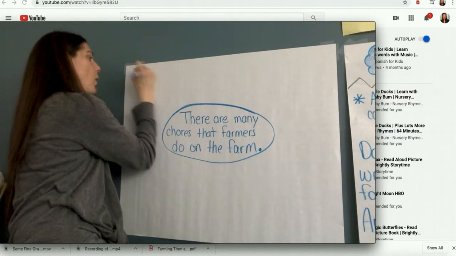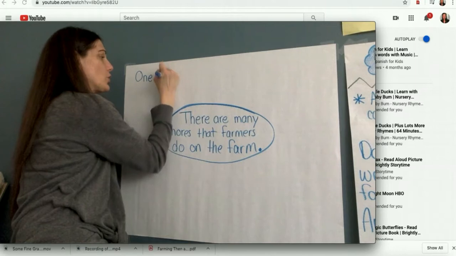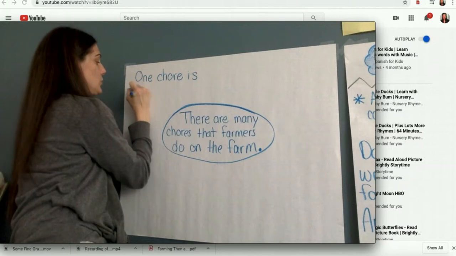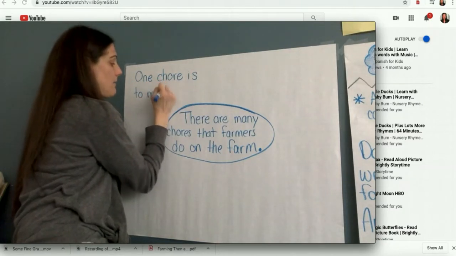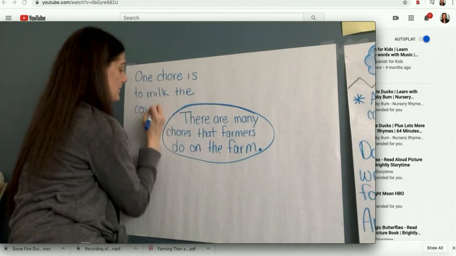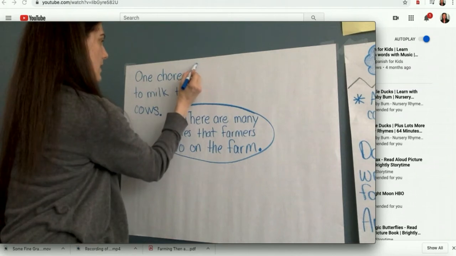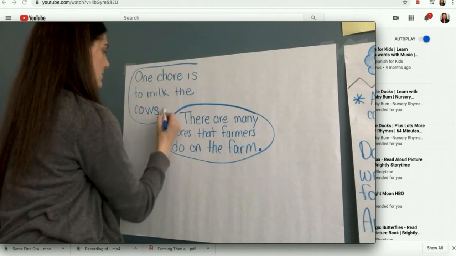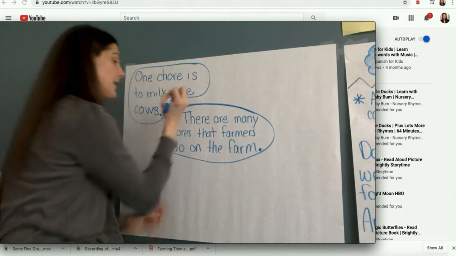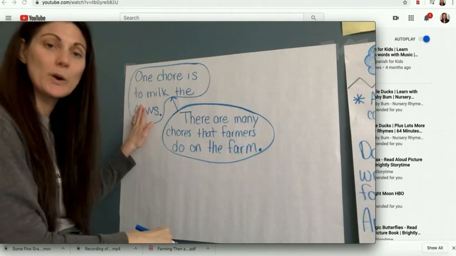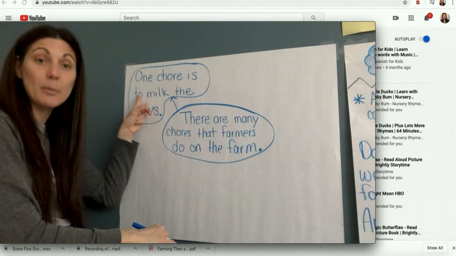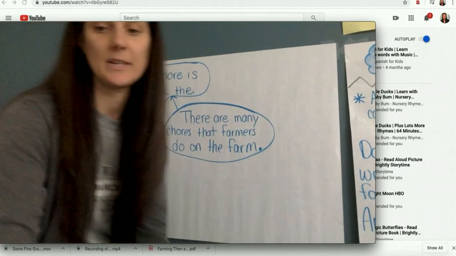So one chore is to milk the cows, period. So I'm going to draw around this, and I'm going to put a line, okay? This is my main idea, and this is a supporting detail. This tells that farmers need to do chores on the farm, and this gives me an example of a chore that they need to do. Let's go back to the video.